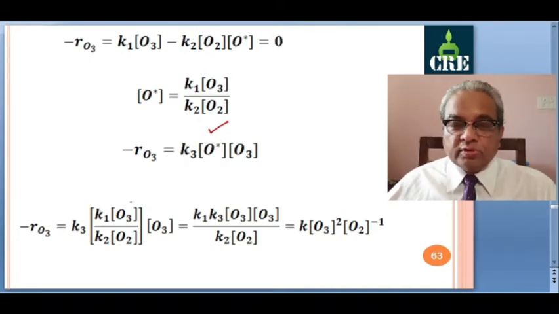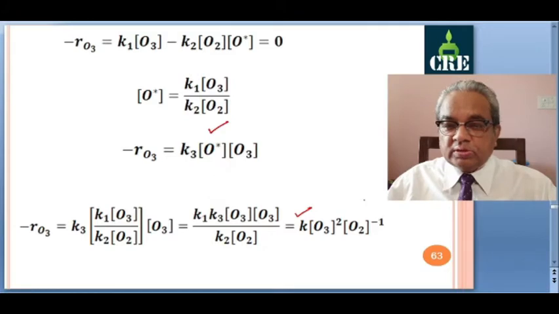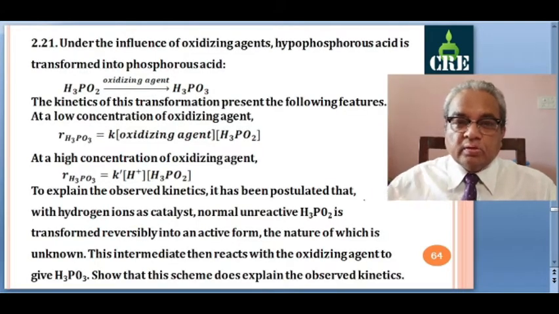So if I substitute this here, k1 O3 by k2 O2, what I get is k1 k3 concentration of O3 into O3 square divided by k2 concentration of O2. So k1 k3 by k2 I write as another constant k, then concentration of O3 square and this O2 raised to minus 1. So this proposed mechanism is consistent with the observed kinetics.